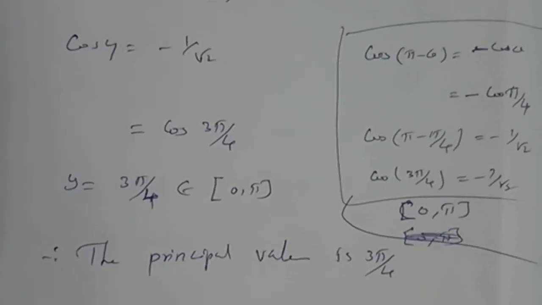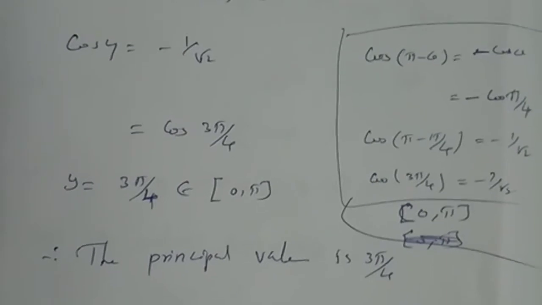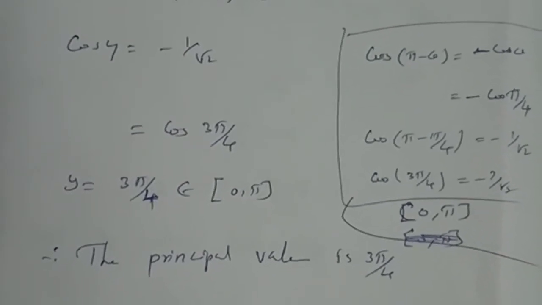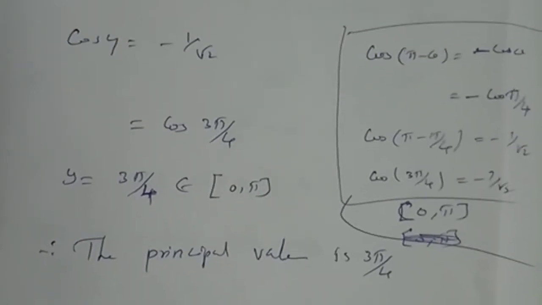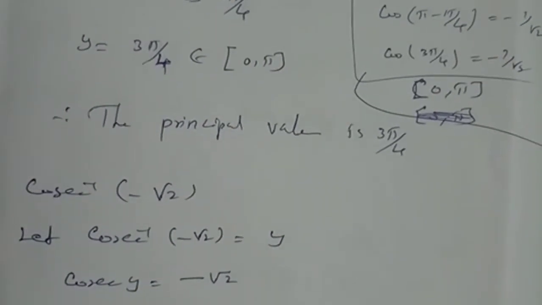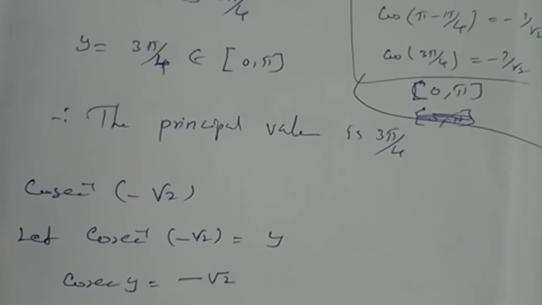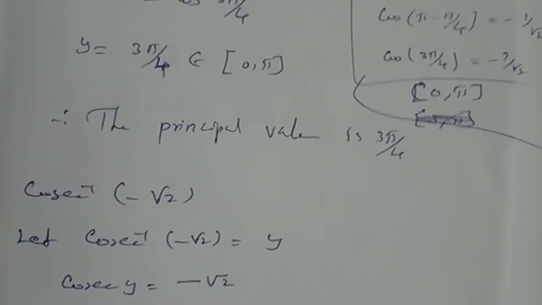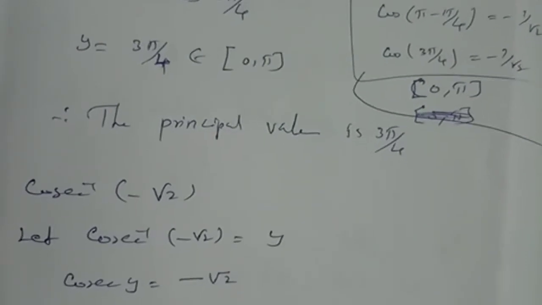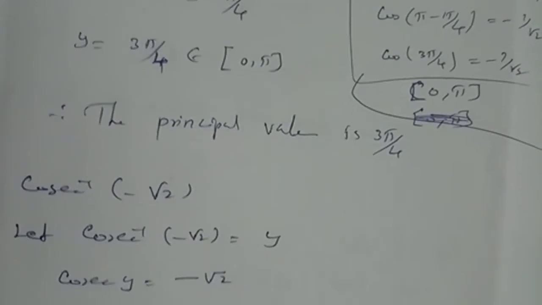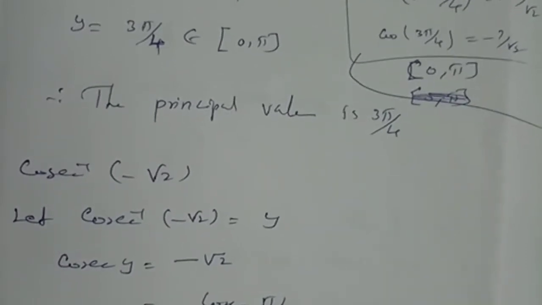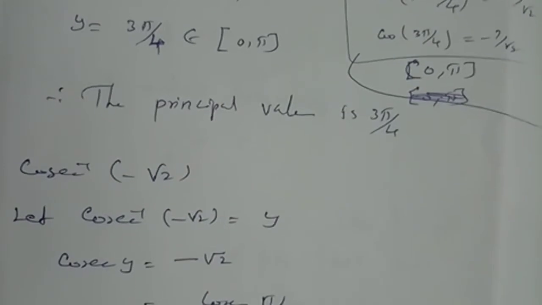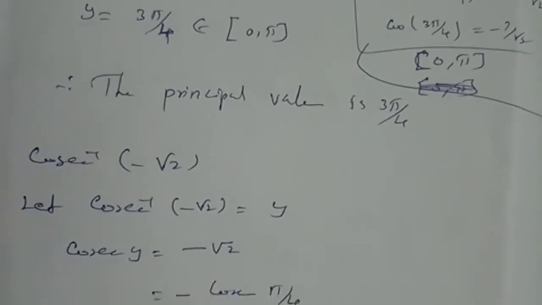This belongs to minus pi by 2 comma pi by 2 minus 0. Therefore the principal value of cosecant inverse of minus root 2 is equal to minus pi by 4. Now sum number 11.